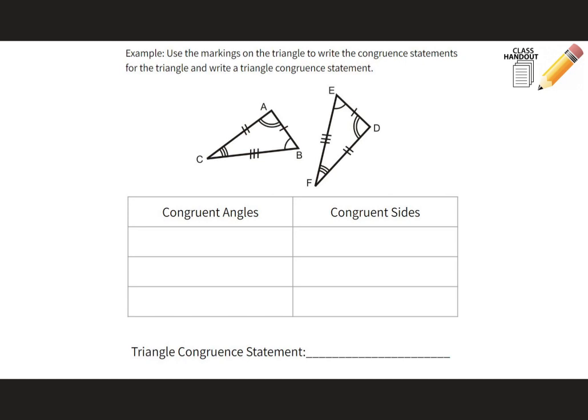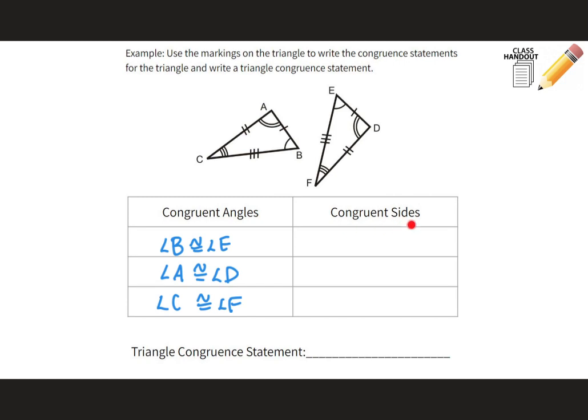So starting with congruent angles, I'm just going to start with one marking. So we see that this angle here, angle B, matches up with angle E. So we would say that angle B is congruent to angle E. Next, I'm going to go to the two markings, although the order that we list them does not matter. Angle A matches up with angle D. So that means angle A is congruent to angle D. And then lastly, we see that angle C has three markings, angle F has three markings, so that means angle C is congruent to angle F. So every marking should have a congruent statement. So all the arcs have congruent statements here.